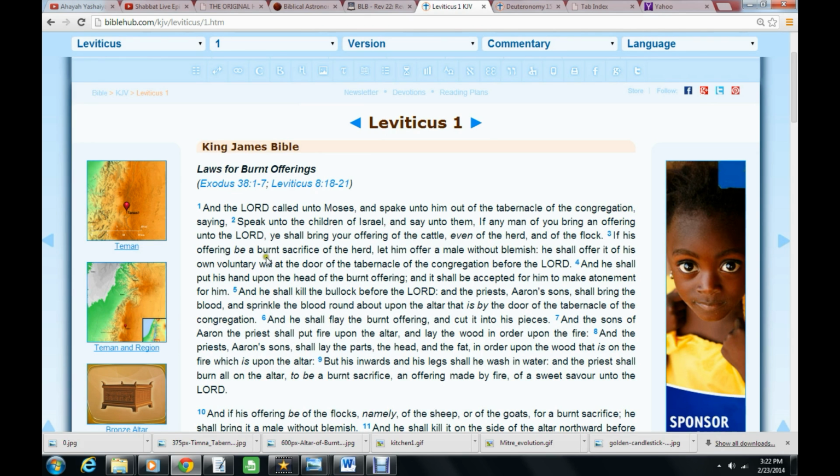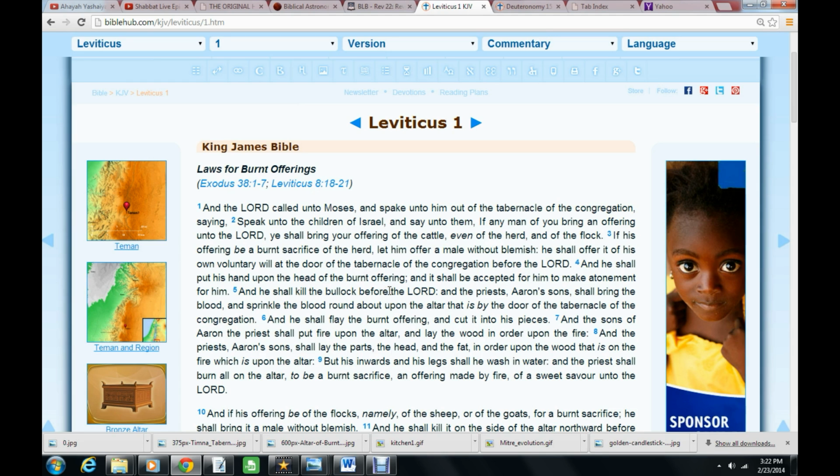If his offering be a burnt sacrifice of the herd, let him offer a male without blemish. He shall offer it of his own voluntary will at the door of the tabernacle of the congregation before the Most High. So the lamb or the cattle or whatever, the sheep that you're about to sacrifice, will either accept the offer or it won't. So he shall offer it of his own voluntary will at the door of the tabernacle. So it will willingly want to go through with this.